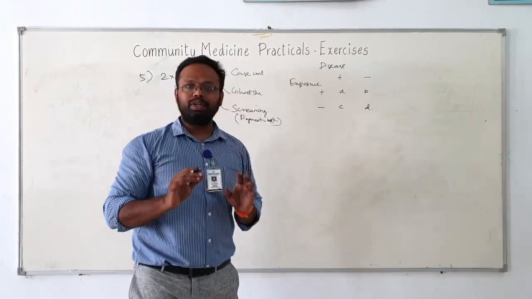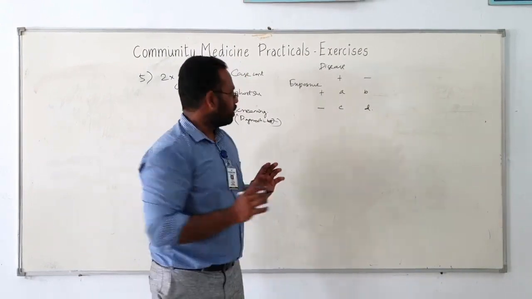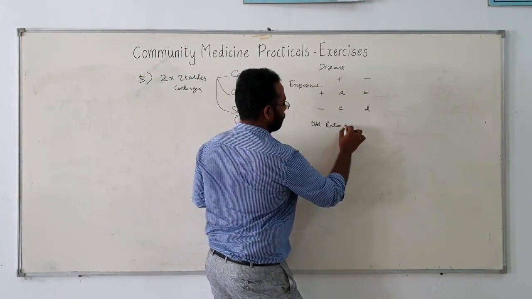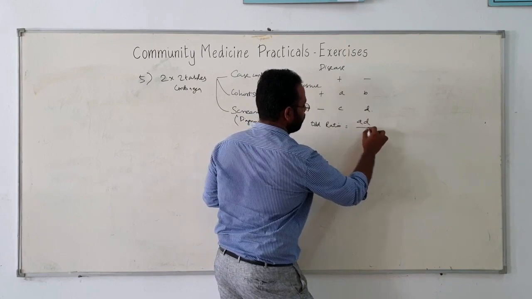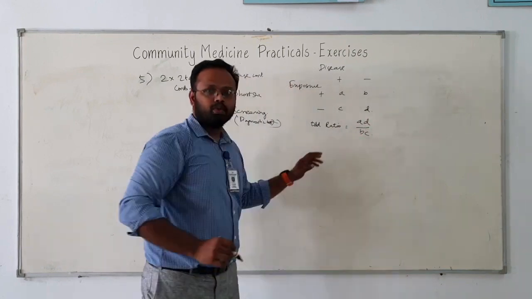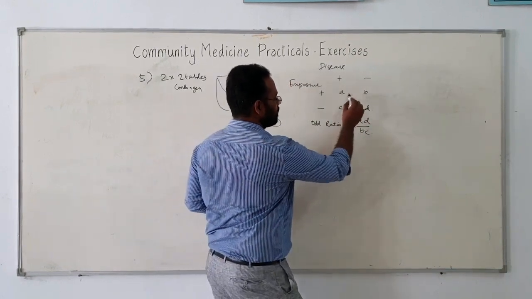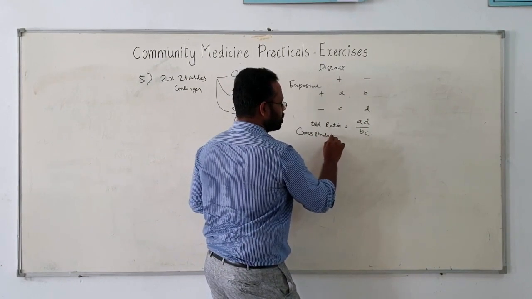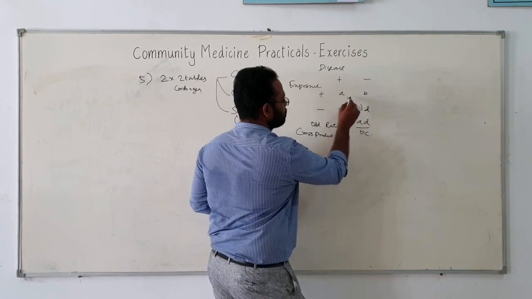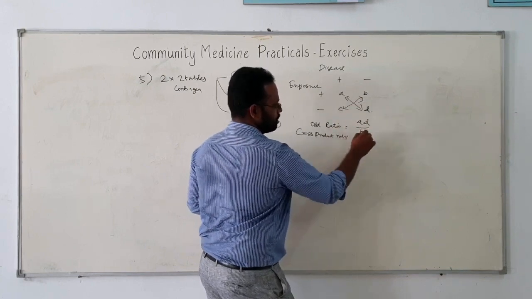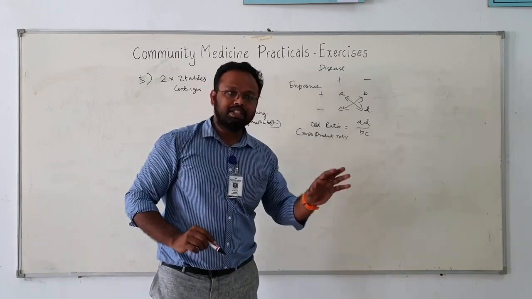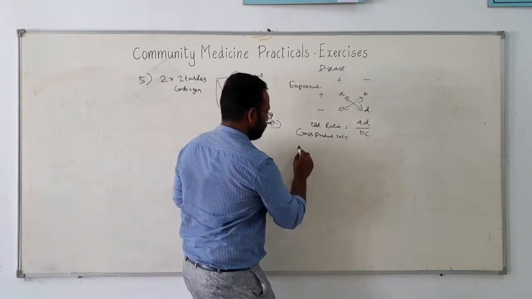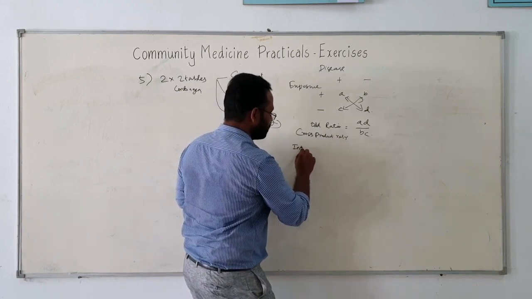In a case control study, you can calculate the odds ratio. Odds is nothing but your chance of disease. The odds ratio is given by the formula AD by BC, which is otherwise called the cross product ratio. With this, 75% of the problem is over. The remaining 25% is that you have to write the interpretation properly.